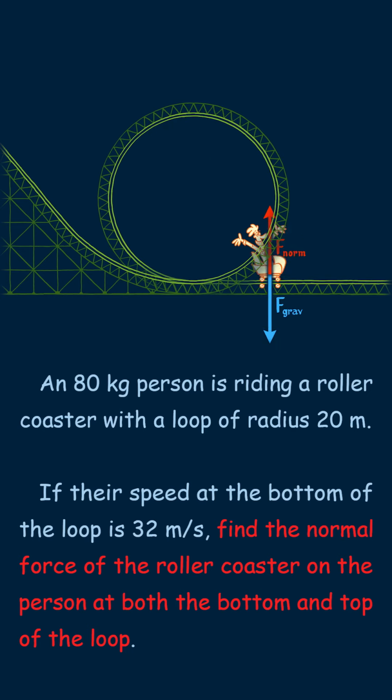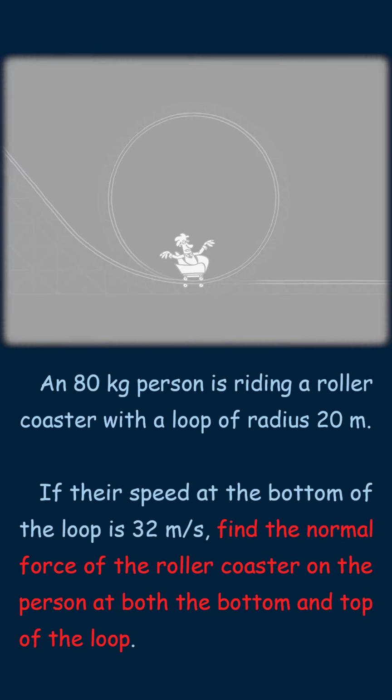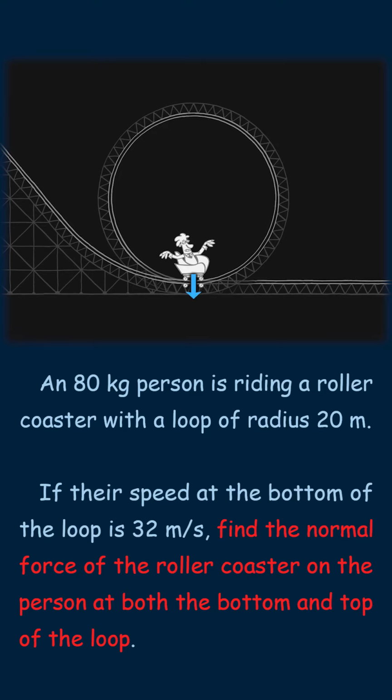So in our roller coaster problem, we're going to start at the bottom by drawing a force diagram. Here we have the force of gravity pointing down, and the normal force from the track pointing up.